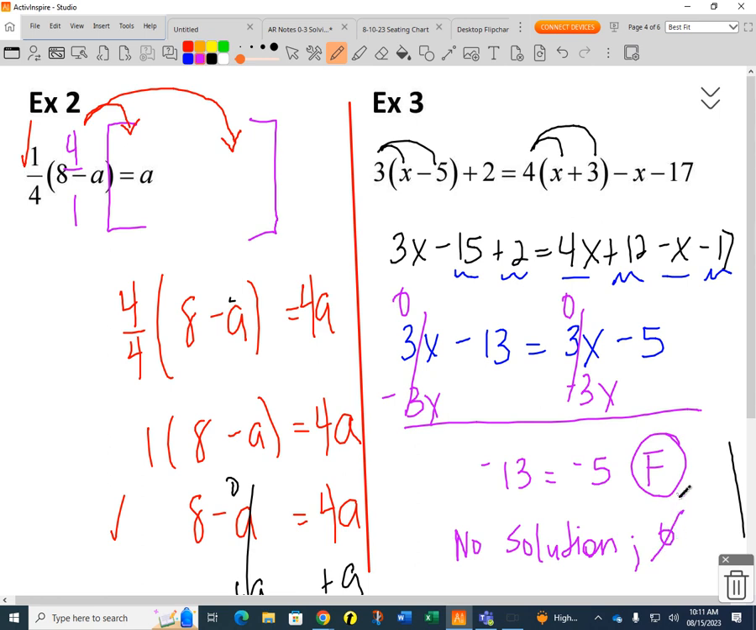Several of you on your homework left it as negative 13 equals negative 5. Remember, that is not the answer. That's the work. This is your answer. Make sense? It would be the same thing for all real numbers.